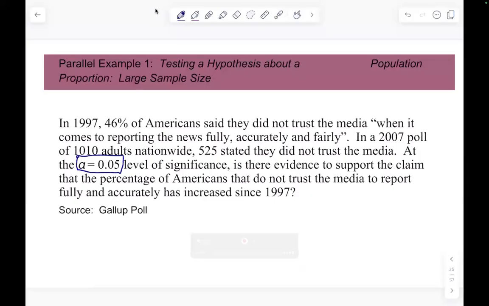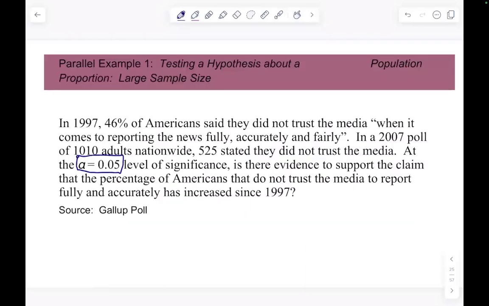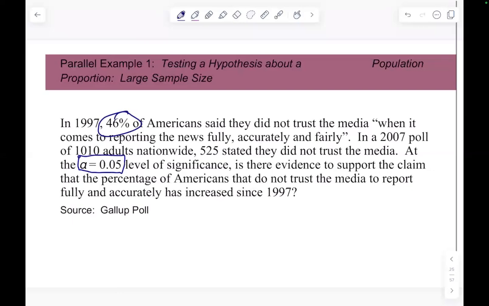Okay. So this is one of those ones where it walks you through it. It's all typed on the screen, but I'll do another one where we can math it out. So we have our 46% is our P naught, or our population proportion. We're going to calculate a P hat, well, they will, doing 525 divided by 1010.